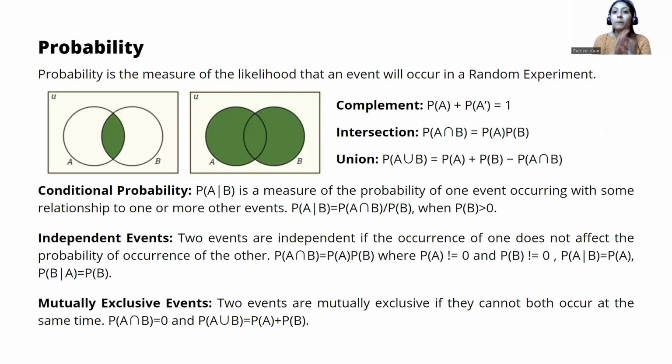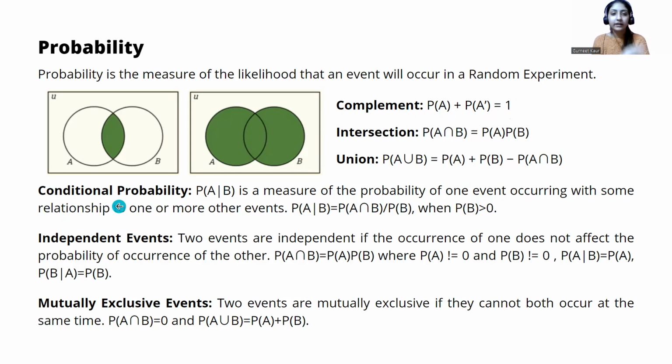For a complement, probability of A plus probability of A complement is 1. Probability of A is that an event might occur, right? The complement is the probability of that event which might not occur. So they are quite opposite to each other. Probability is the likelihood that an event will occur, and probability of A complement is that the event might not occur. So the sum of that is 1. That is the complement: probability of A plus probability of A complement is 1.